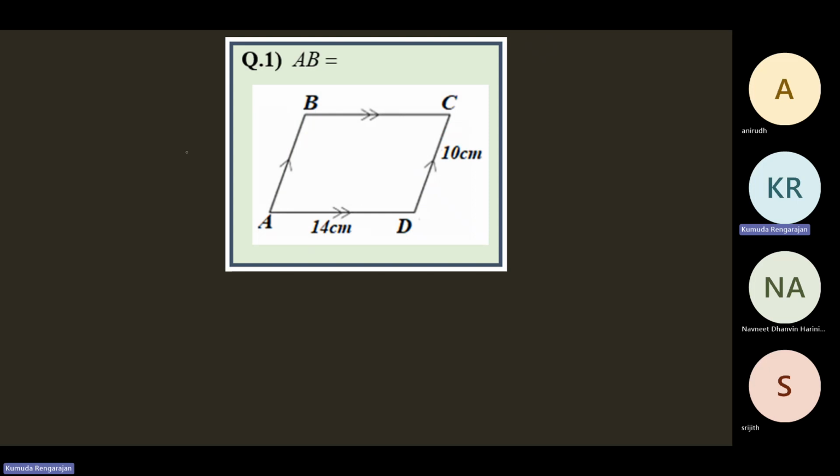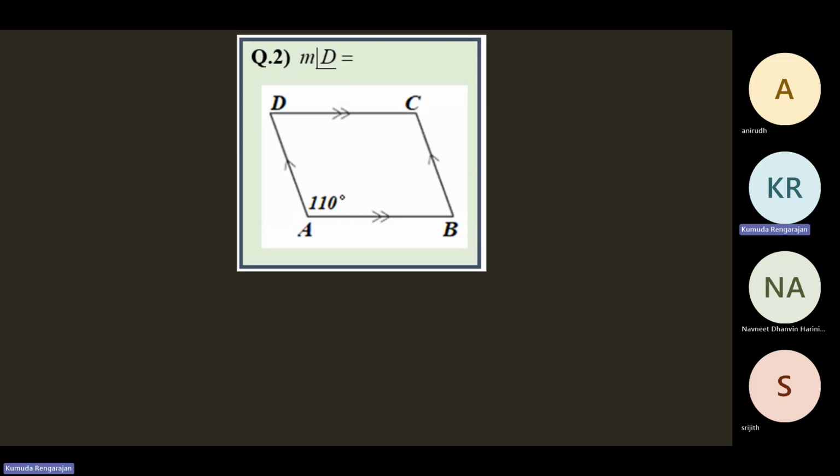AB is equal to? 10 centimeters, ma'am. What's the property? Opposite sides are equal. Very good. What's the measure of angle D? 70 degrees, ma'am.